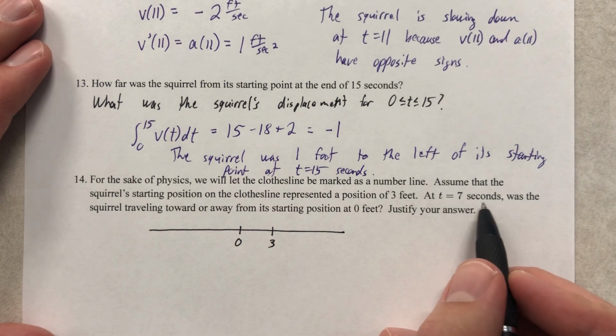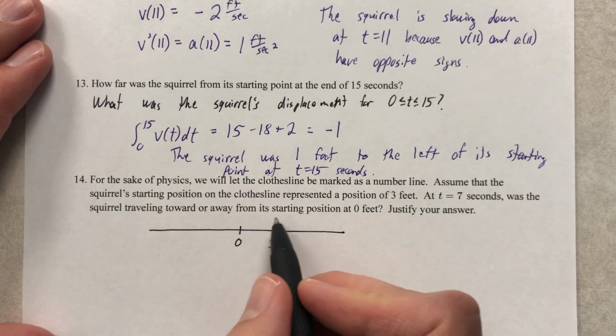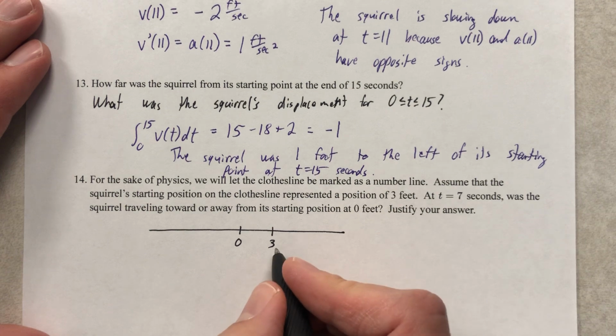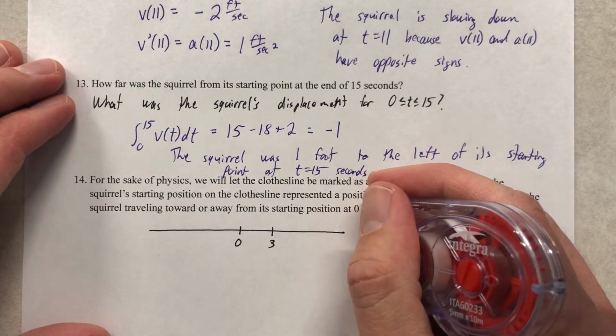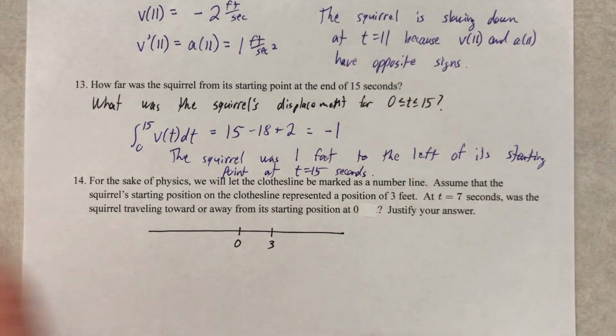At t equals 7 seconds, was the squirrel traveling toward or away from its starting position at 0 feet? Oops, that should say 0 seconds. I want to correct this in future versions. So 0 seconds. No wonder it felt so wordy.